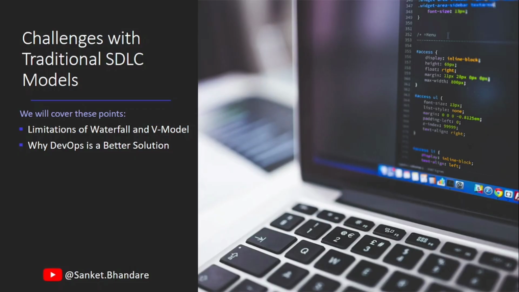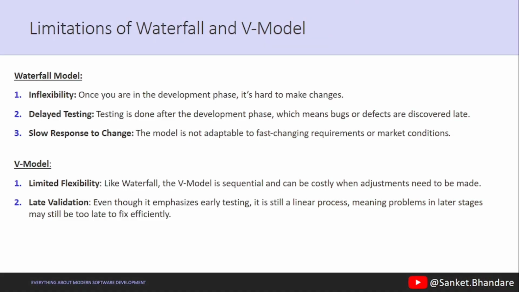Up next, we are going to see the challenges with traditional software development lifecycle models. So in this lesson, we are going to cover limitations of waterfall model and V-shaped model. And we are also going to learn why DevOps is a better solution. So limitations of waterfall model and V-shaped model.